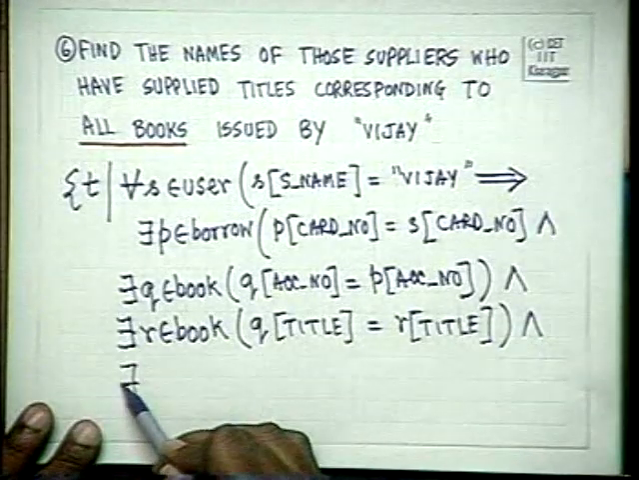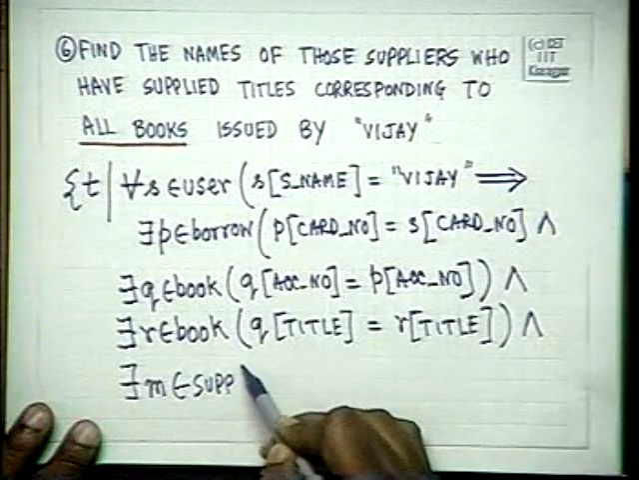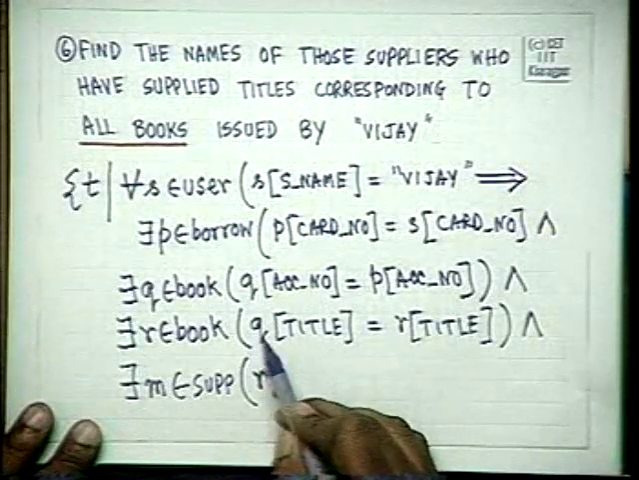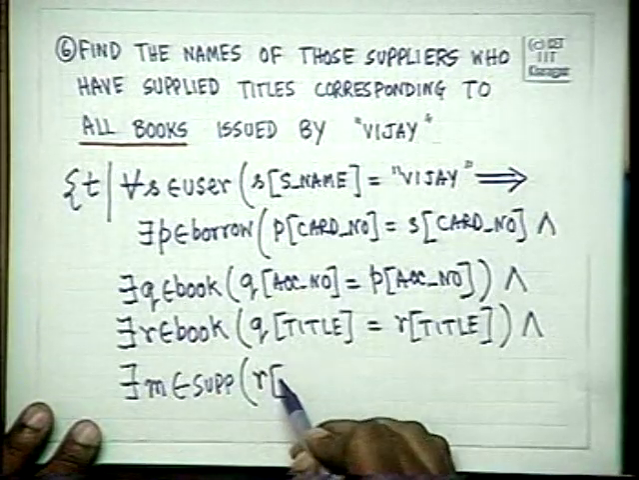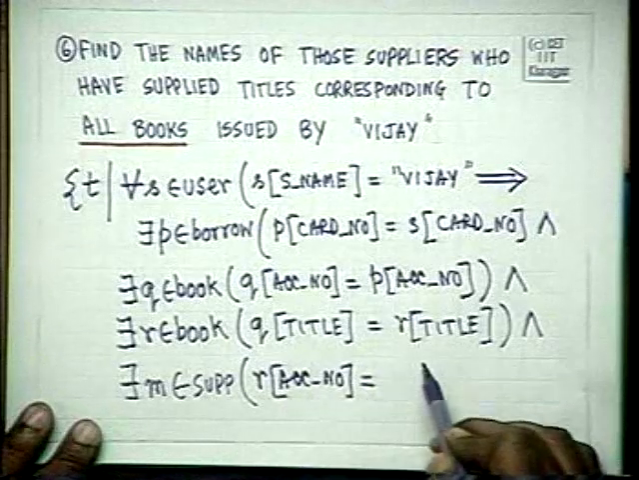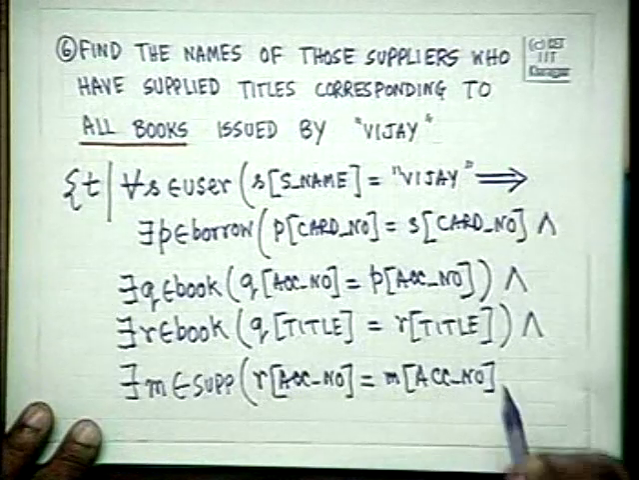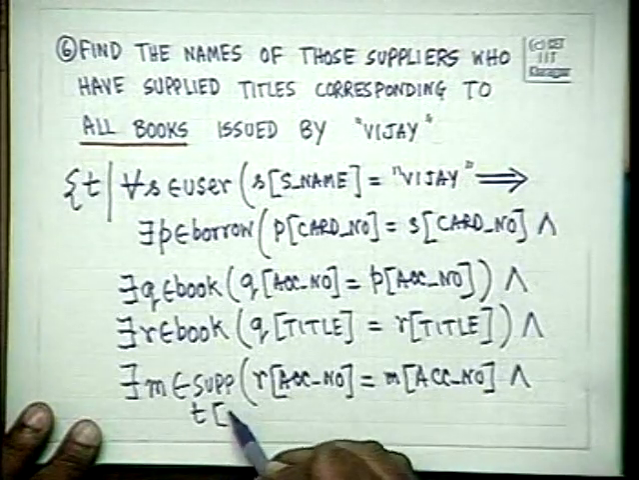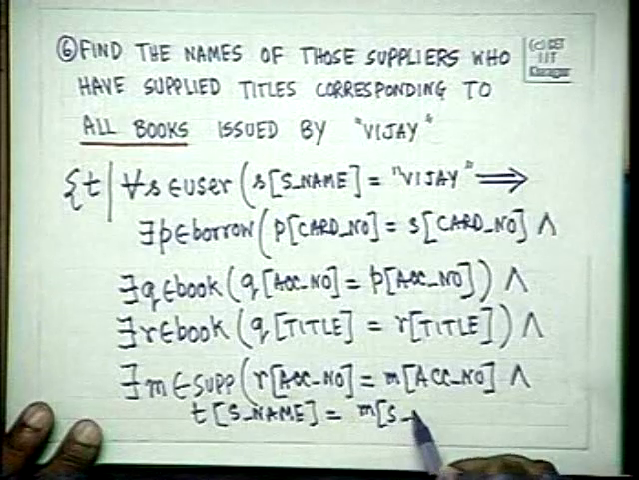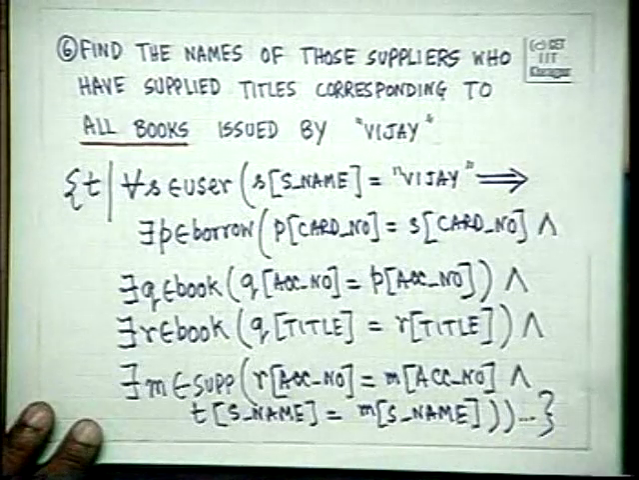And there must exist M element of supplier relationship such that the accession number of this new book, which has got the same title as the book issued by Vijay, must be equal to M accession number, and finally T of supplier name must be equal to M of supplier, and all the brackets and whatever.